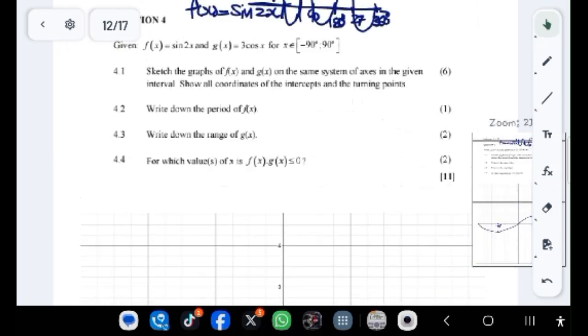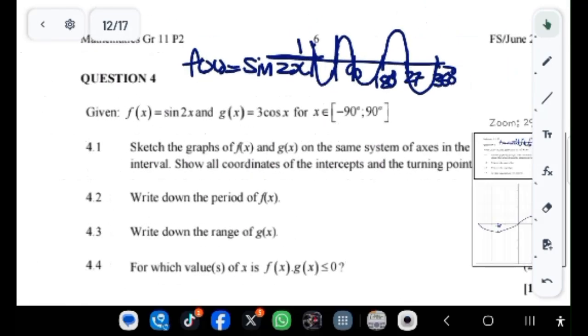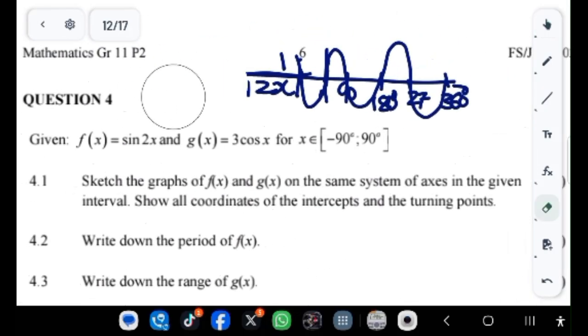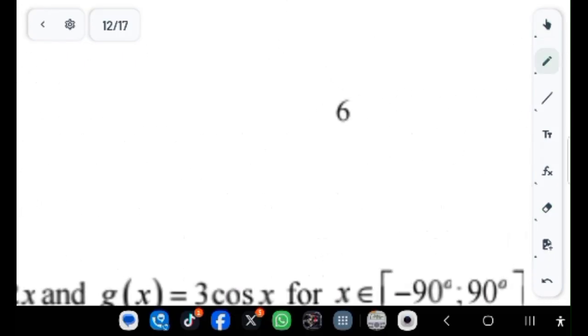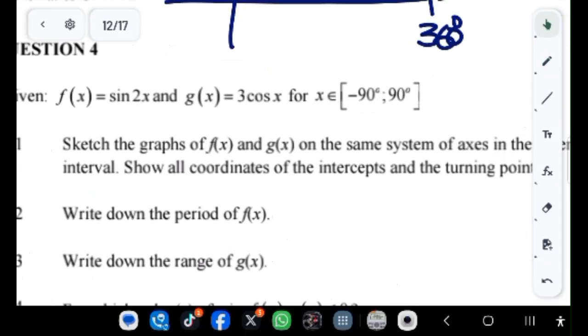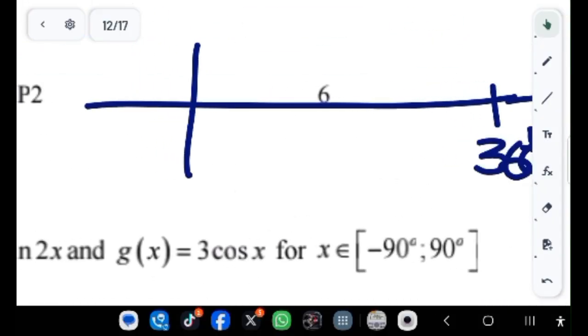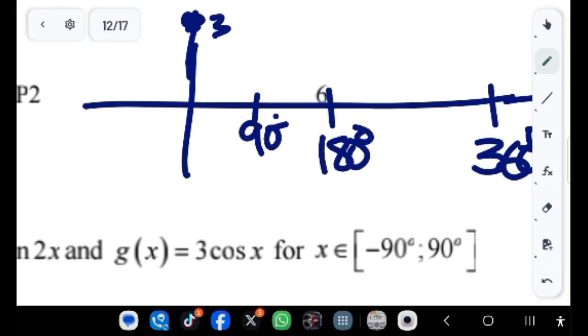Next, we'll draw the graph of g of x equals 3 cos of x. This will be a normal cos graph with an amplitude of 3. The period will be 360 degrees. So at 0, it will be 3. Okay, that's 180, 90, 270.